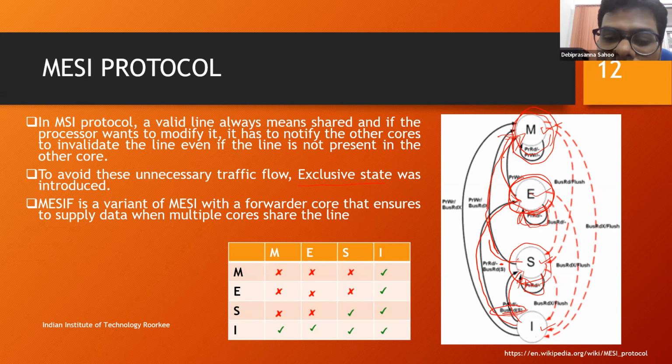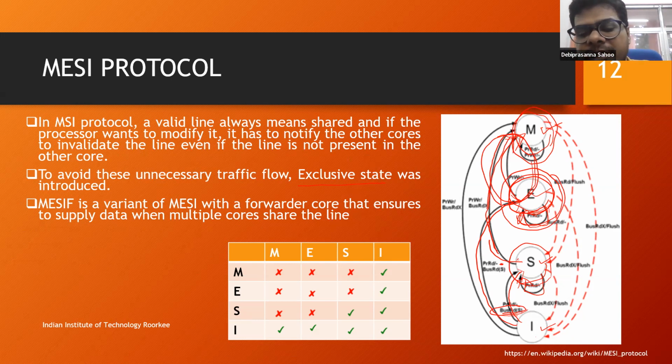So with the E state, what we are doing here is optimizing this particular transaction, a write onto the line when we are in the exclusive state. When we are in the exclusive state, we can just do a write onto it without sending any transaction over the bus. And the shared state anyways takes care of the other part. If you have the line in the shared state, it is going to ensure that the coherence protocol is followed, and it is going to ensure the consistency of the data.